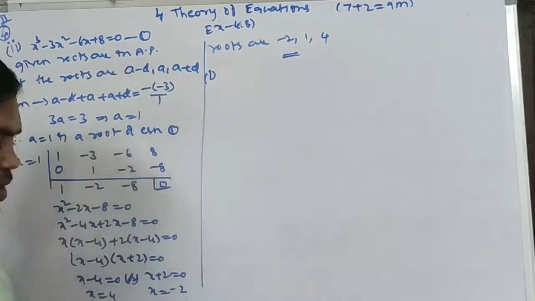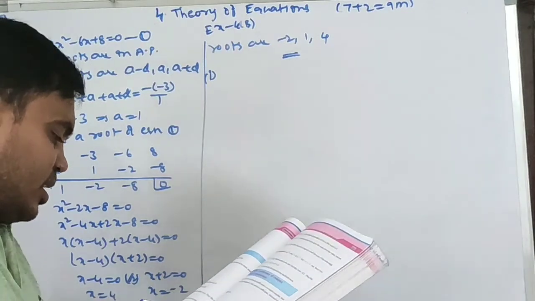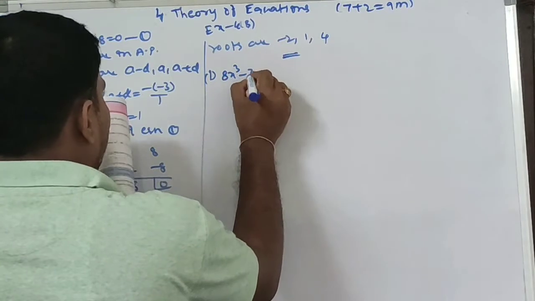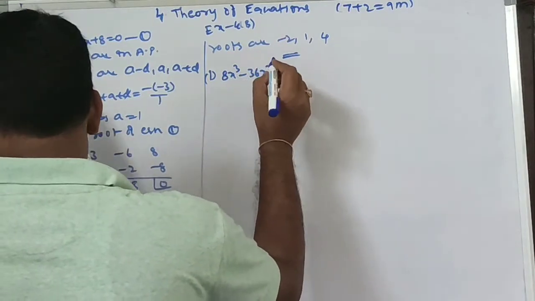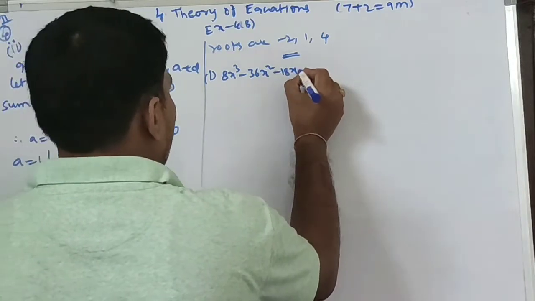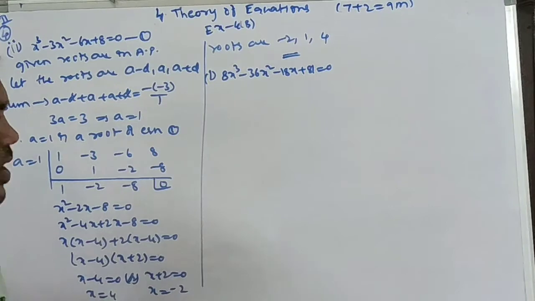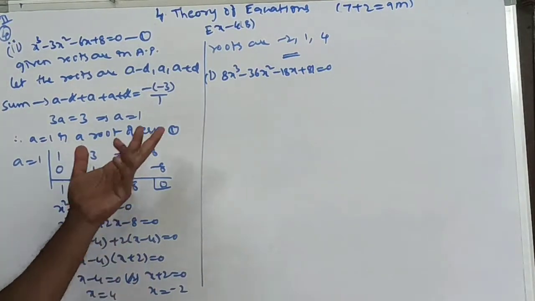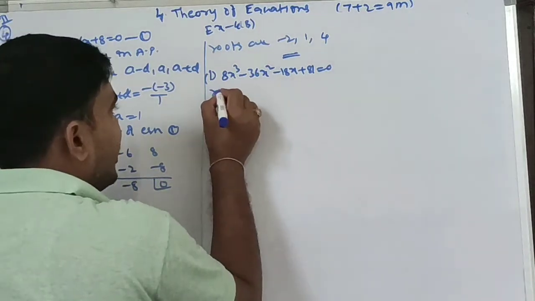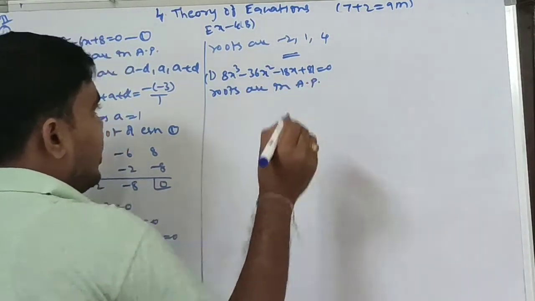So I am taking the first one now. What is the first one? 8x cube minus 36x square minus 18x plus 81 equal to 0. So this is the equation. For this equation we need to find the roots. Already given the information that roots are in AP.